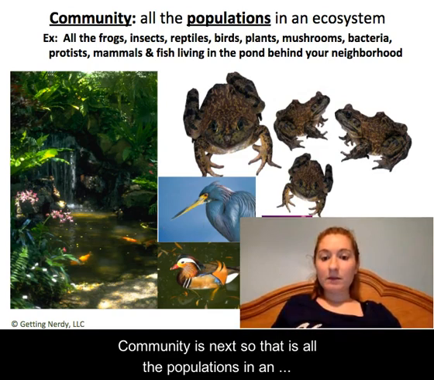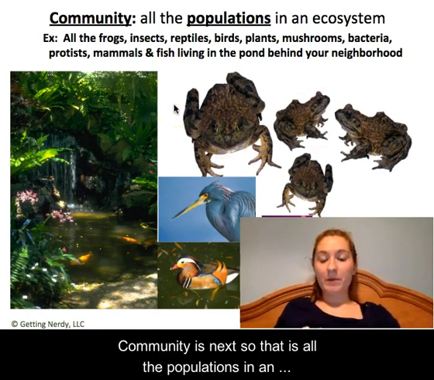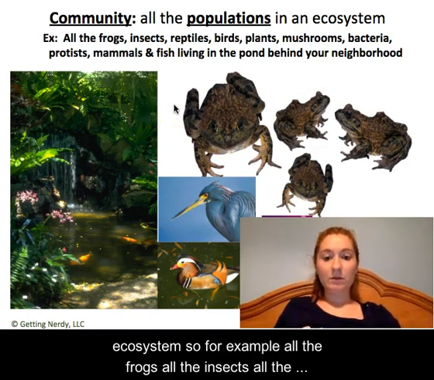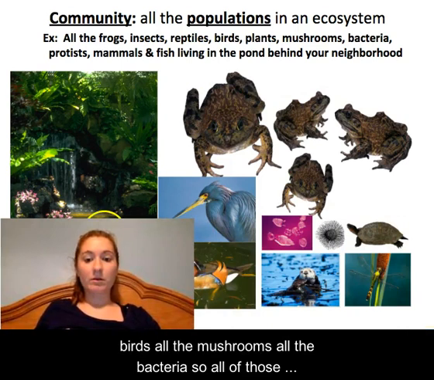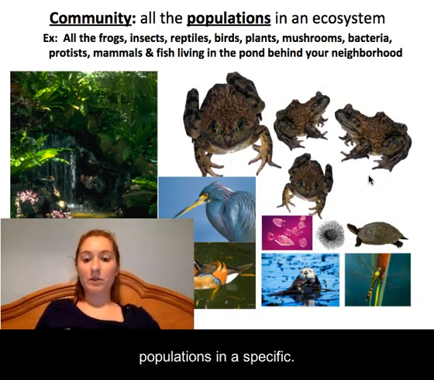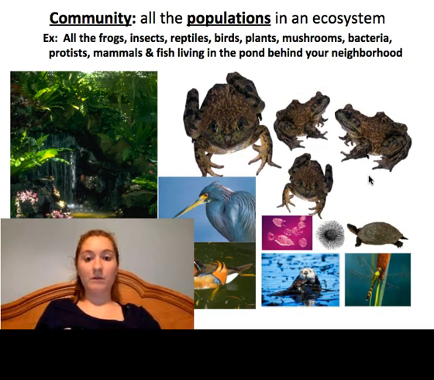Community is next. That is all the populations in an ecosystem. For example, all the frogs, all the insects, all the birds, all the mushrooms, all the bacteria. All of those populations in a specific ecosystem make up a community. Your seventh keyword is space.